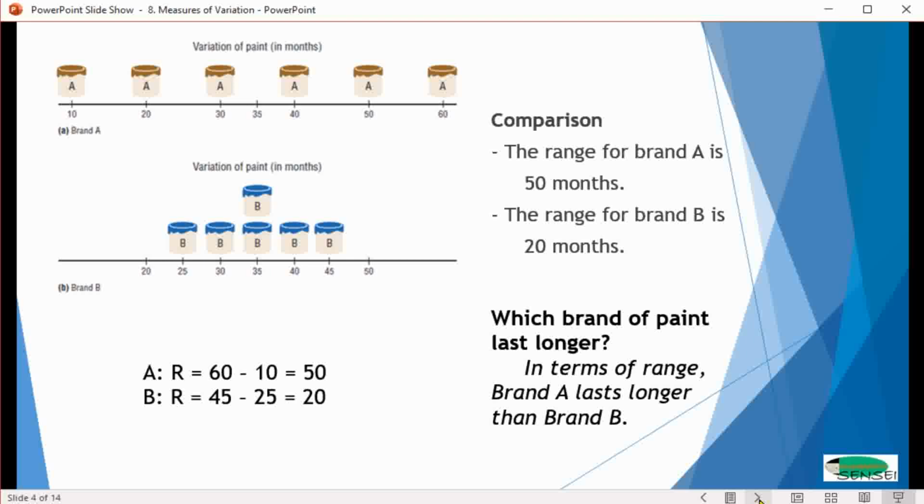In this case, the brand of paint that lasted longer is brand B. The longest that it lasted is 45 months, while the longest for brand A is 16 months. And in comparison to the months where it was shortest, although brand A has the shortest, majority of the values in brand A are quite far apart, meaning it's too dispersed. Mas malalayo.